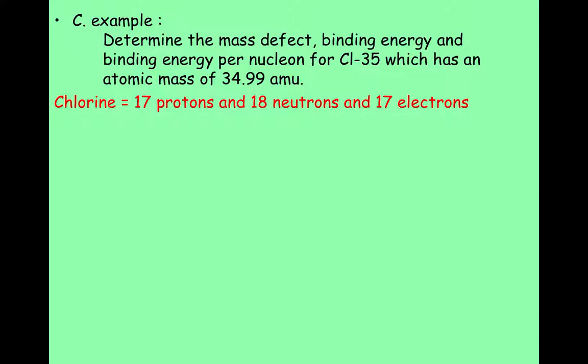So the first step here is just determining the subatomic particles. Chlorine has 17 protons. How did I know that? From the periodic table. We're going to look at the isotope chlorine-35 here. So 35 minus 17 gives me 18 neutrons. And we'll assume that all of these are neutrally charged, so the electrons should always be the same as protons in these problems.